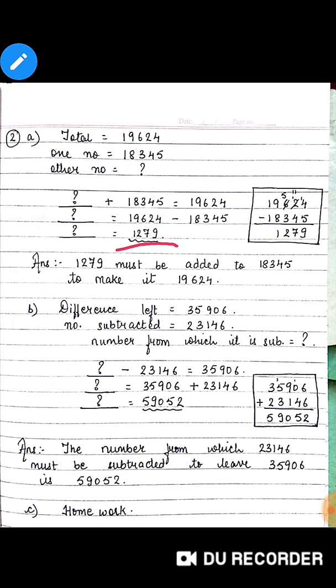So the answer of addition is coming as 59,052. So therefore the number from which 23,146 must be subtracted to leave 35,906 is 59,052.